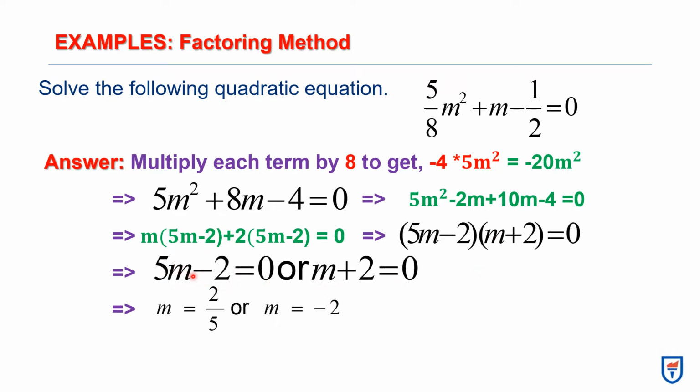When you are solving the first one, 5m minus 2 is going to go to the other side of the equal sign, and you end up having 5m is equal to 0 plus 2, which reduces the value of m as 2 over 5. And the second one, which is m plus 2, the 2 is going to go to the other side of the equal sign, and you end up having m is equal to 0 minus 2, which reduces the value of m as minus 2. So now our solution for the quadratic equation is the values of m, which is 2 over 5, or m is equal to minus 2 as the solution of this quadratic equation.